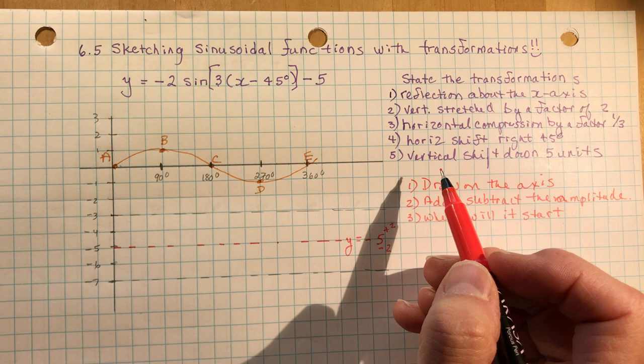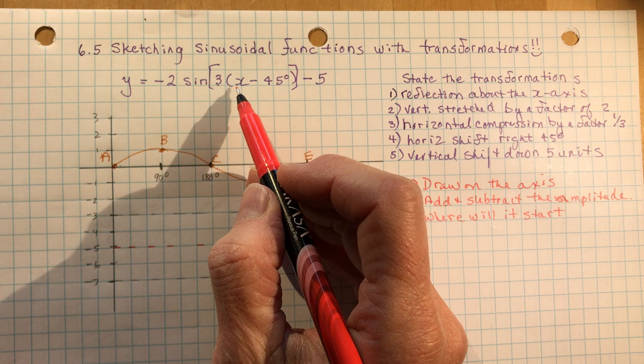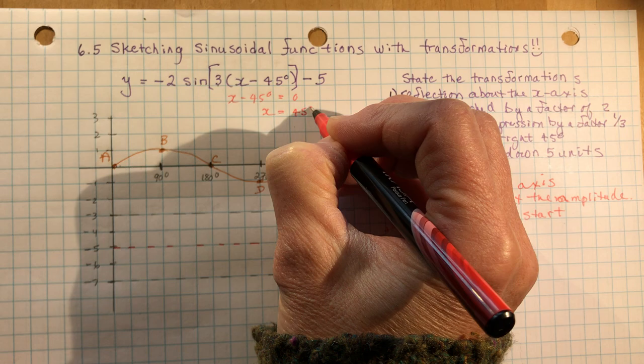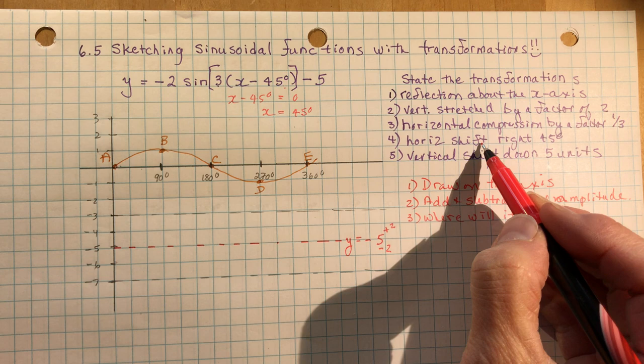So where does the graph start? x minus 45 degrees. If I set this equal to 0, it tells me where the graph starts. So x minus 45 is equal to 0. So you should know that it's moved 45 degrees to the right. That's a transformation you should know, right? Horizontal shift, right, 45 degrees.